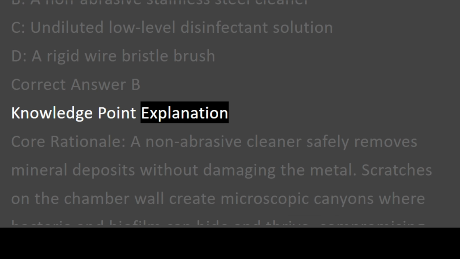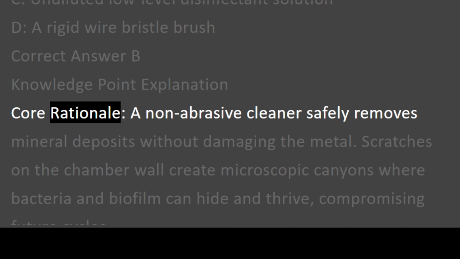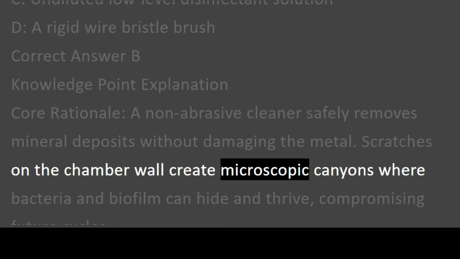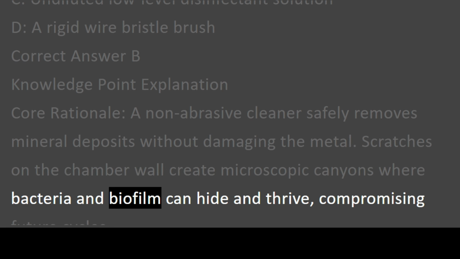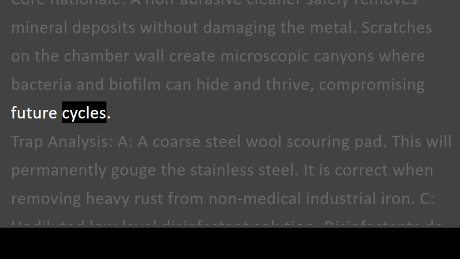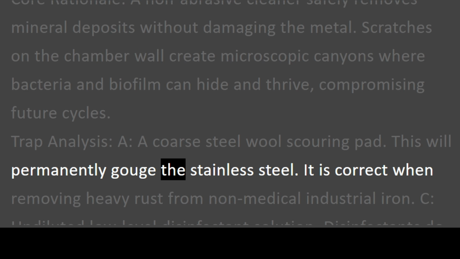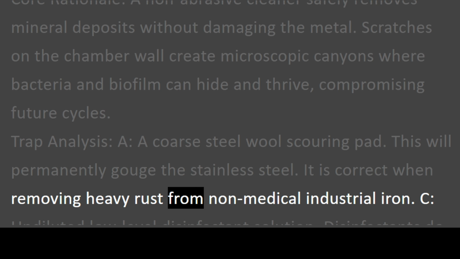Knowledge point explanation. Core rationale. A non-abrasive cleaner safely removes mineral deposits without damaging the metal. Scratches on the chamber wall create microscopic canyons where bacteria and biofilm can hide and thrive, compromising future cycles. Trap analysis. A. A coarse steel wool scouring pad. This will permanently gouge the stainless steel. It is correct when removing heavy rust from non-medical industrial iron.